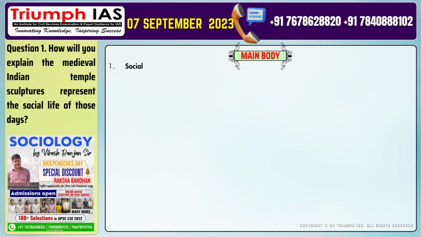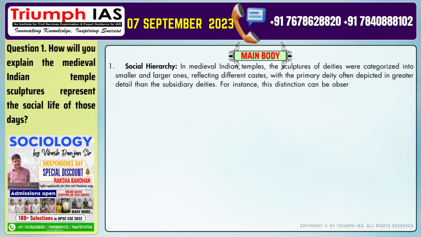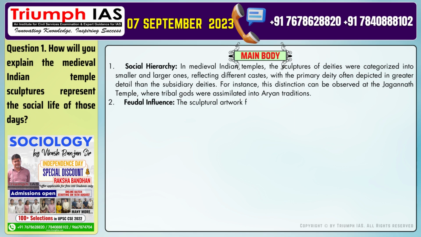Main body of the answer. Number 1. Social hierarchy. In medieval Indian temples, the sculptures of deities were categorized into smaller and larger ones, reflecting different castes, with the primary deity often depicted in greater detail than the subsidiary deities. For instance, this distinction can be observed at the Jagannath temple, where tribal gods were assimilated into Aryan traditions. Number 2. Feudal influence. The sculptural artwork found in medieval temples like Khajuraho and Rangnath temple bears traces of feudal aristocratic elements and the influence of politically dominant groups.